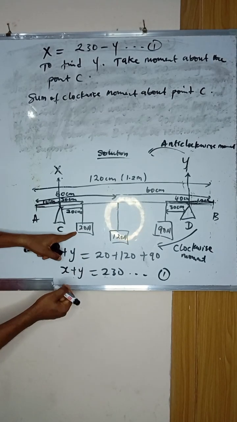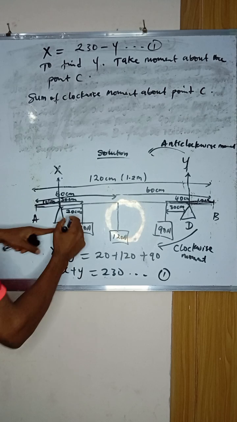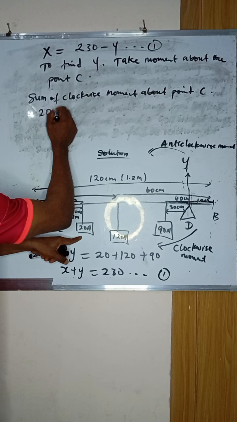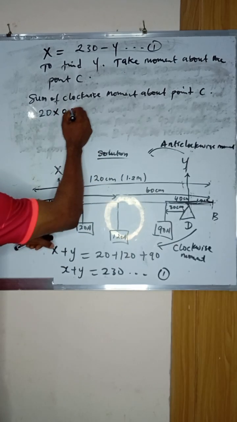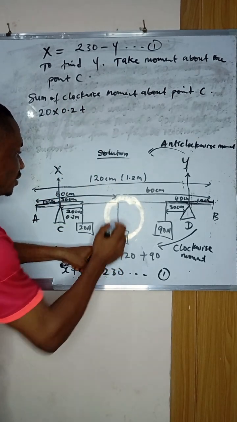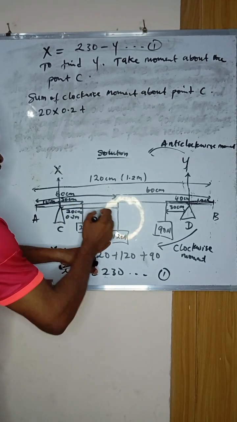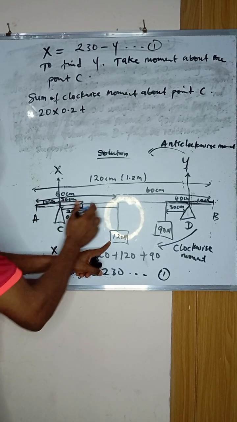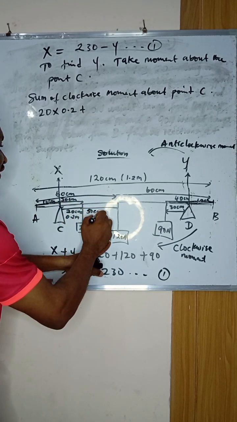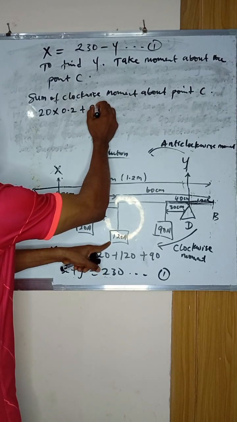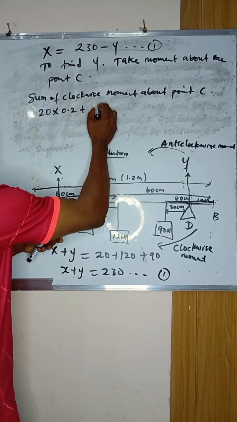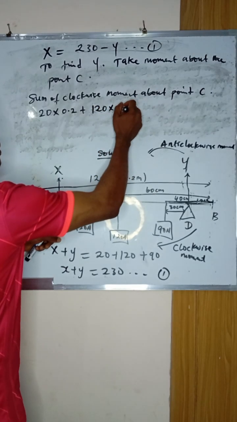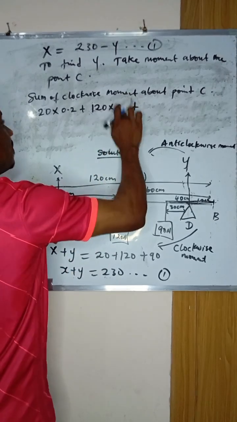Let's take this force. The distance from here to here is 20, so I can call it 0.2 meter. So the force I have is 20 times the perpendicular distance, which is 0.2, plus this one, 120. What is the perpendicular distance from here to here? If from here to here is 60 and we have removed 10, it will give me 50 cm, which is equivalent to 0.5. So I will now have 120 times 0.5.